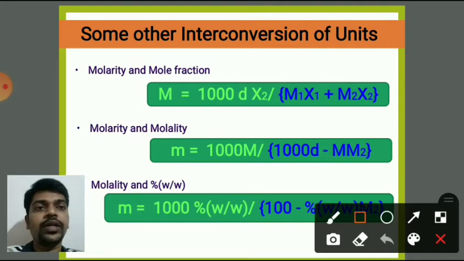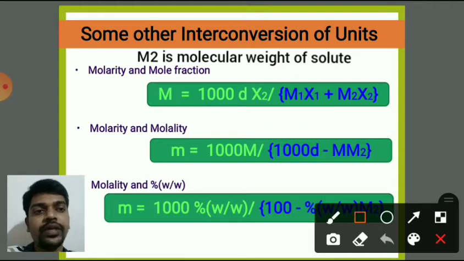Now let's see some other interconversion of the units. Molarity and mole fraction. The molarity is given by M equals 1000 d x2 divided by M1 x1 plus M2 x2. Now here capital M is the molarity, d is the density of the solution, x2 is the mole fraction of the solute, M1 is the molecular weight of the solvent, x1 is the mole fraction of the solvent, M2 is the molecular weight of the solute.